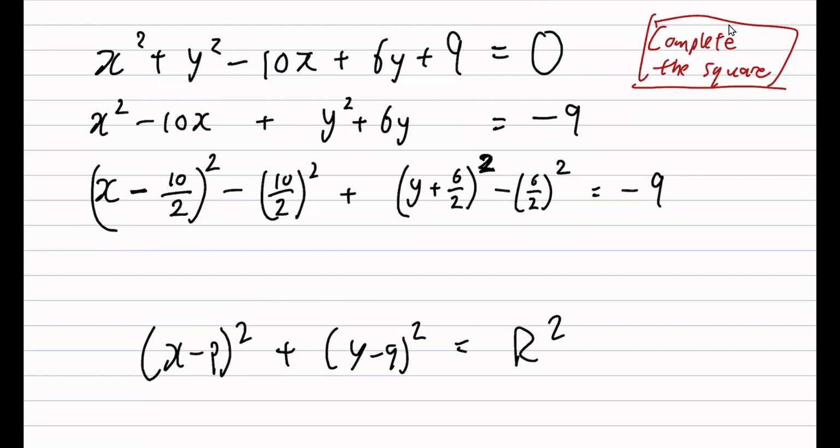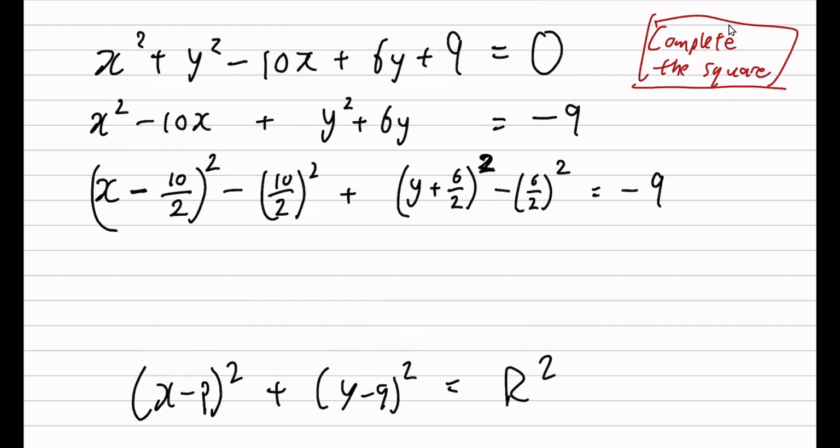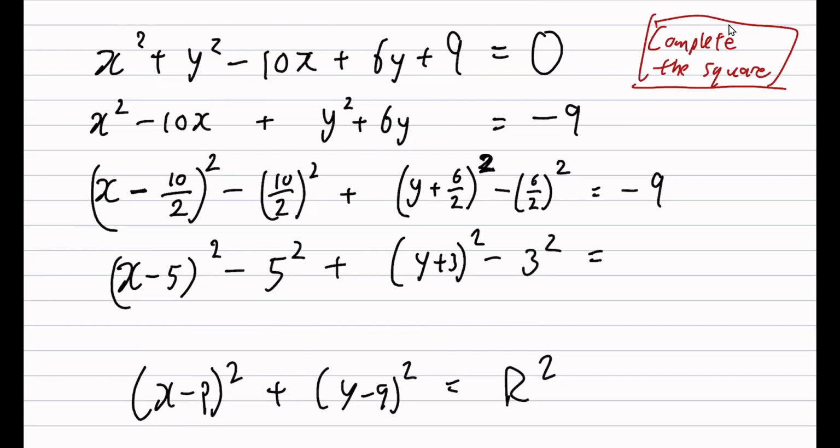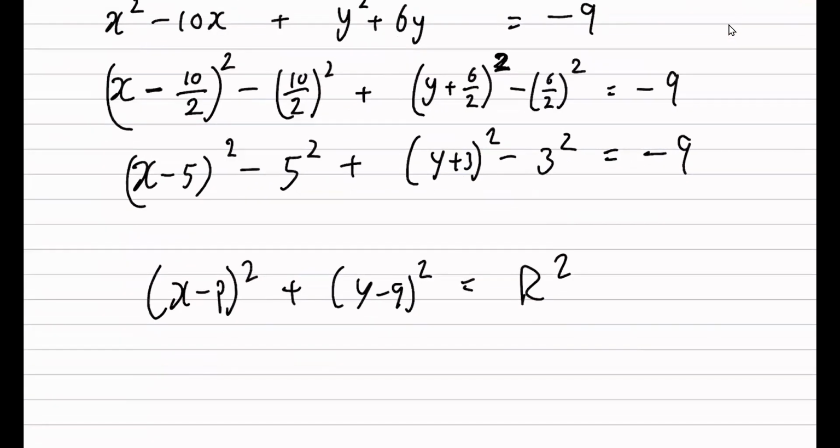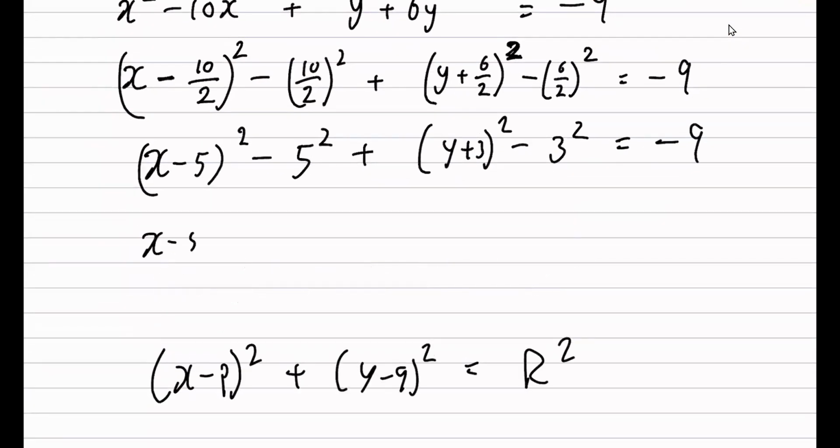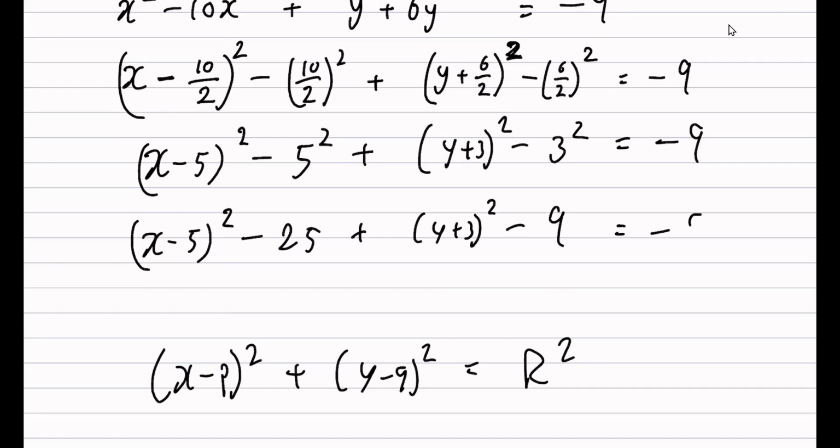Of course, you can simplify straight away if you're fast. So (x minus 5) squared, then (y plus 3) squared minus 3 squared. Even faster, you can skip directly to this step: (x minus 5) squared minus away 25 plus (y plus 3) squared minus away 9 equals negative 9.